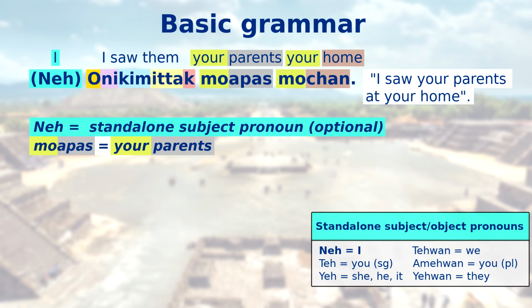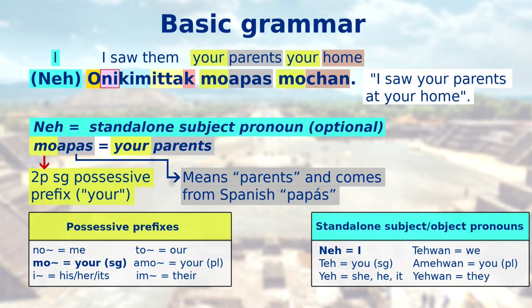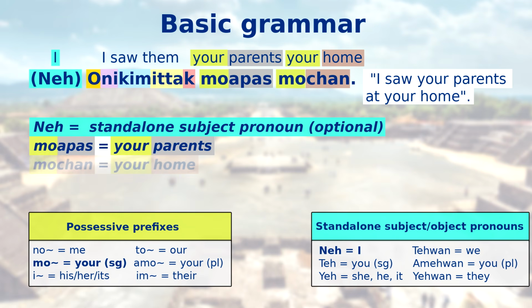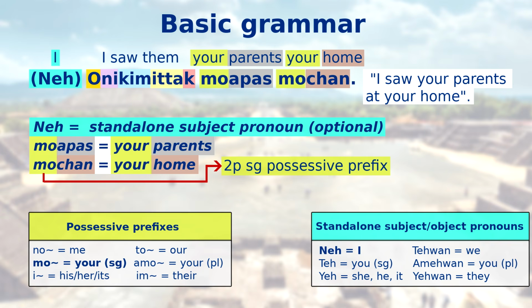Next, moapas means your parents. Mo is the second person singular possessive prefix, in other words, your, and apas means parents, and comes from Spanish papas. Then there's mochan, which means your home or your residence. Again, mo is the possessive prefix. You can see the rest of the possessive prefixes on the chart here.